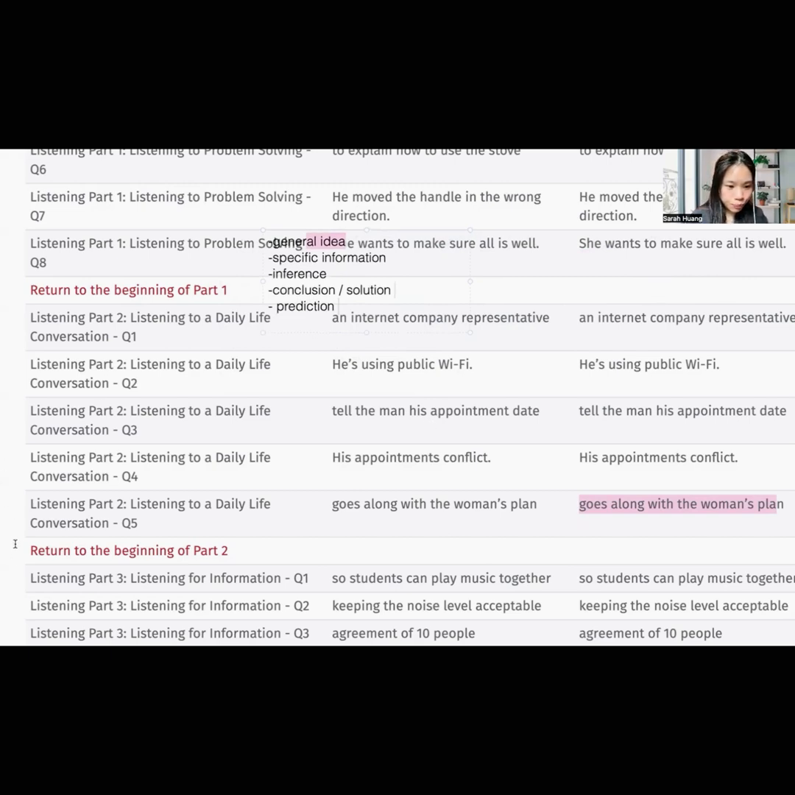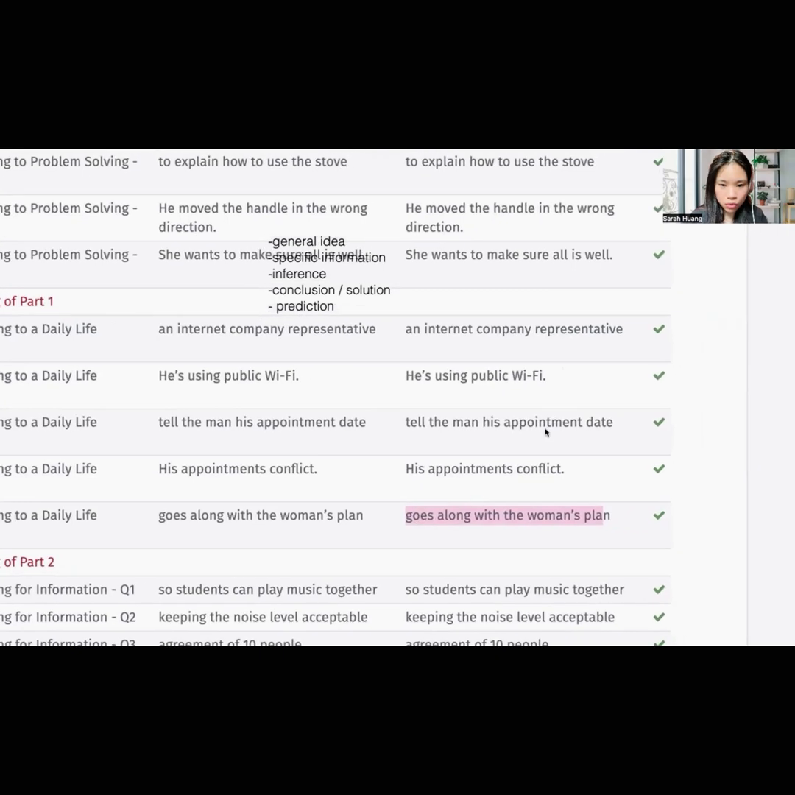Yeah, okay, so let's identify. An internet company representative, that would be general idea. I'm just gonna put GI. Is using public Wi-Fi? General idea. Tell the man his appointment date. Specific information. His appointment's conflict, that will be inference. Goes along with the woman's plan. The conclusion.